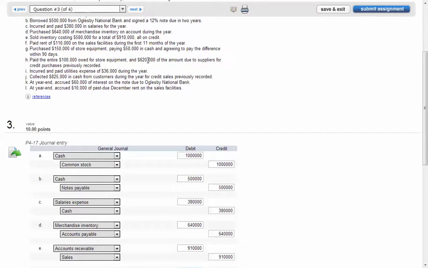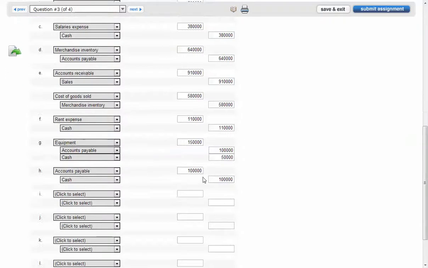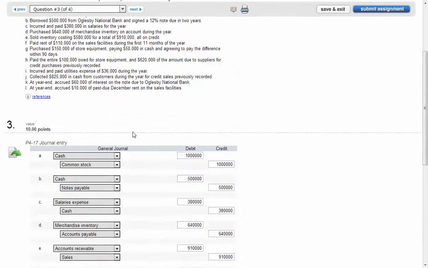It also says that we paid $620,000 of the amount due to suppliers for credit purchases previously recorded. So let's change that amount. We're going to change that to $720,000. My mistake. I got in a hurry. Okay.